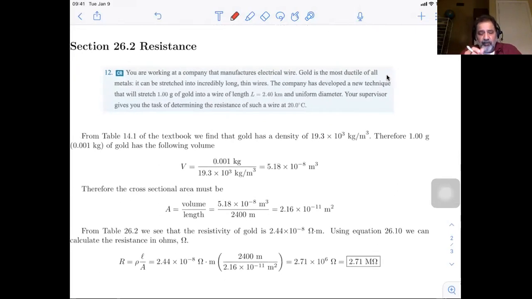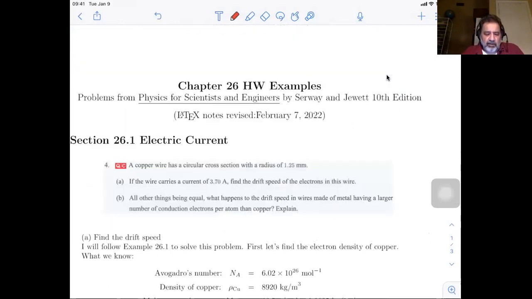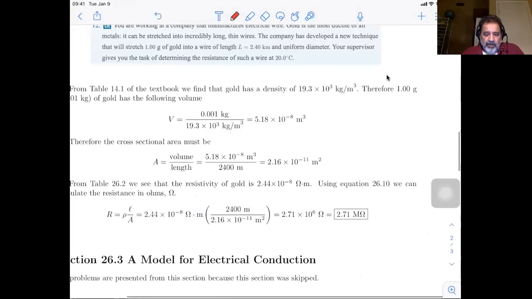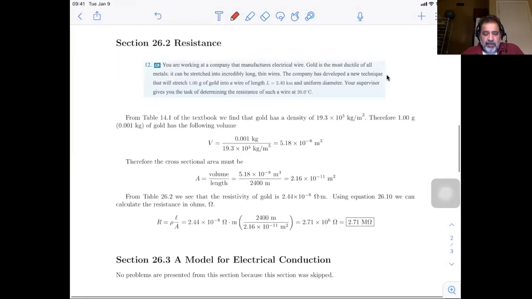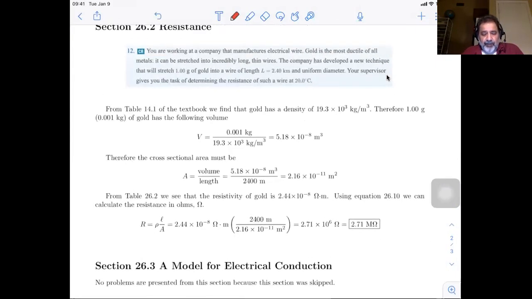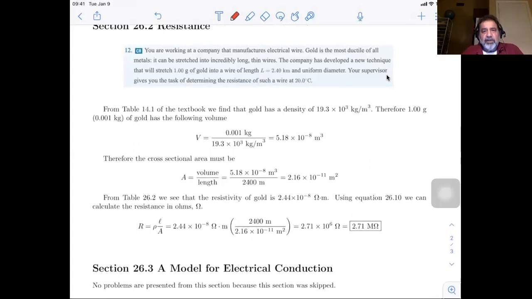Now I've got a problem for each of the sections, not counting the section that we skipped, 26.3. Okay, you're working at a company that manufactures electrical wire. Gold is the most ductile of all metals. It can be stretched into incredibly long, thin wires.